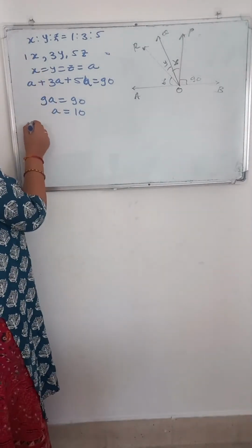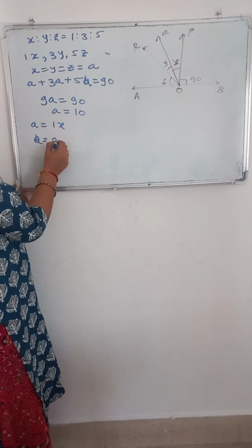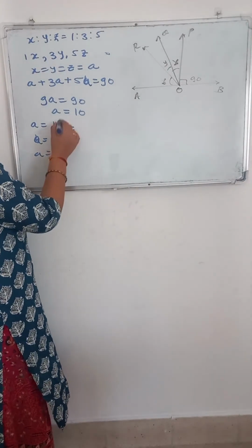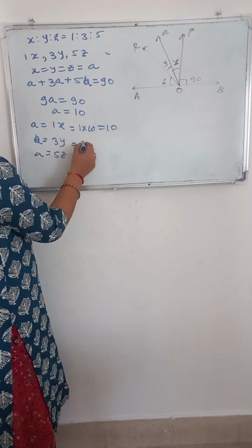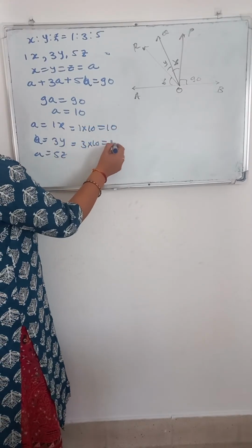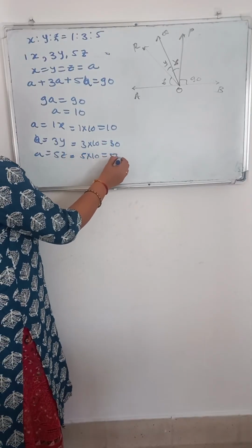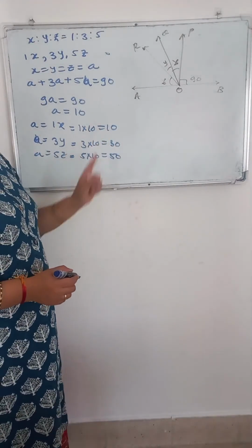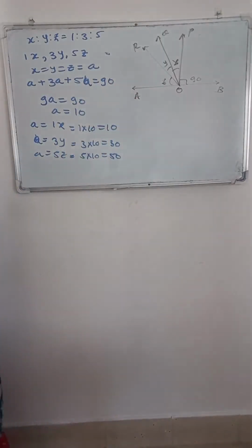So now first a is nothing but 1x, another is nothing but 3y and the next is nothing but 5z. So x is 1 into 10, which is 10. y is 3 into 10, which is 30, and z is 5 into 10, which is 50. So 50 plus 30 is 80, 80 plus 10 is 90. So here we got all the angles of x, y and z.